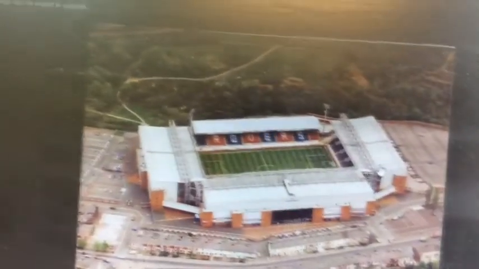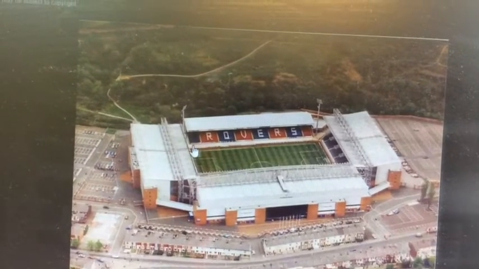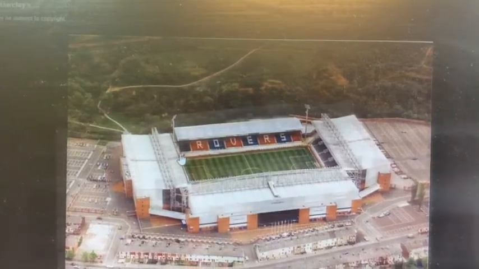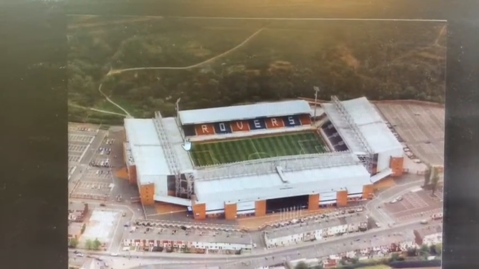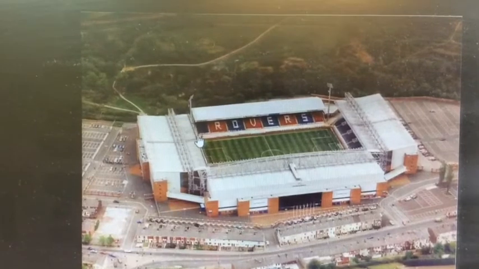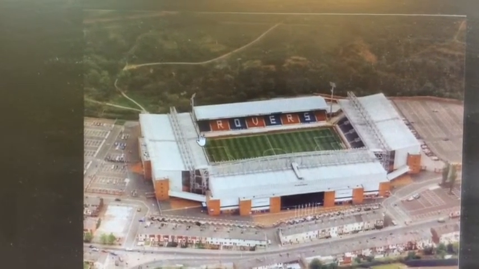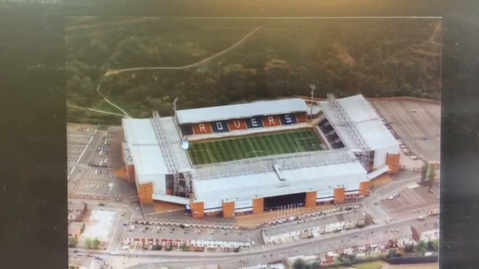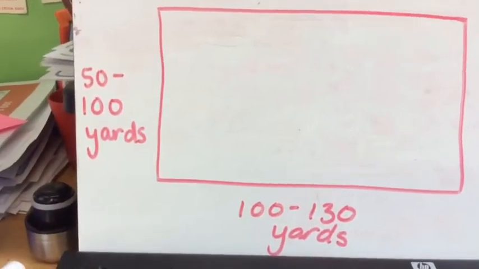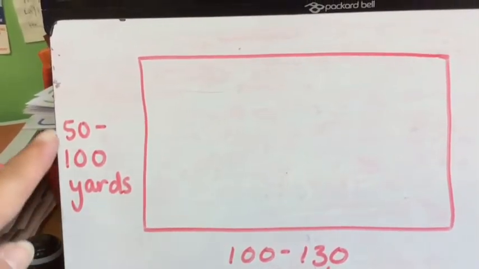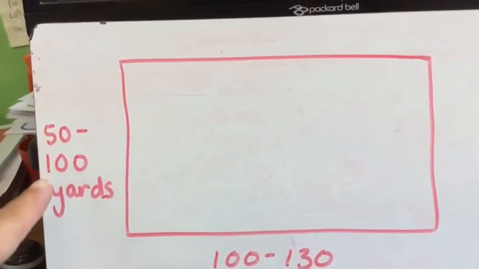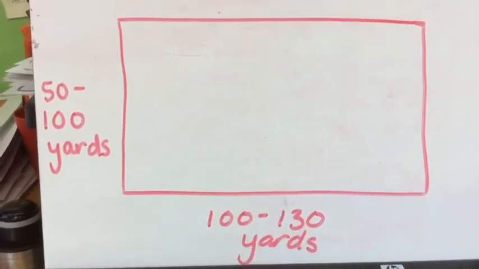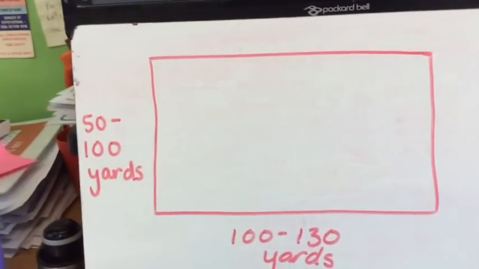And hopefully you know that that means that's a distance all the way around the edge of the pitch, back to where you started. Now football's been around for an awfully long time, and they are traditionally still measured in what we call yards, a very old-fashioned measurement. And the rules are, for a football pitch, it has to be between 50 and 100 yards wide and between 100 and 130 yards long.